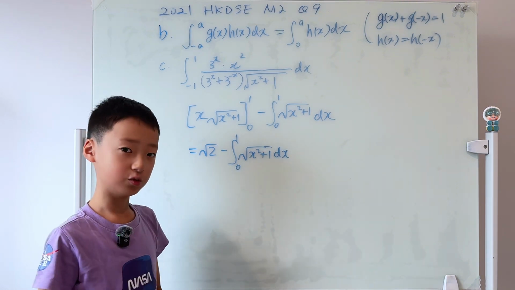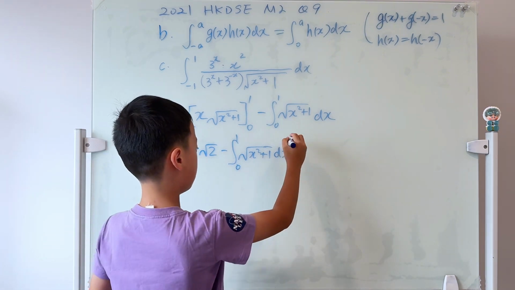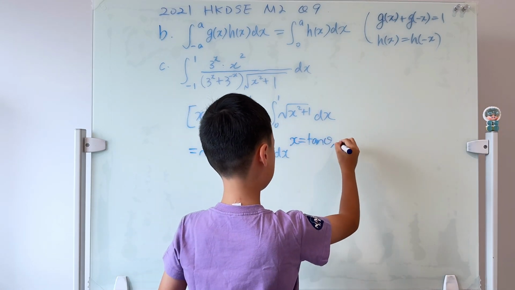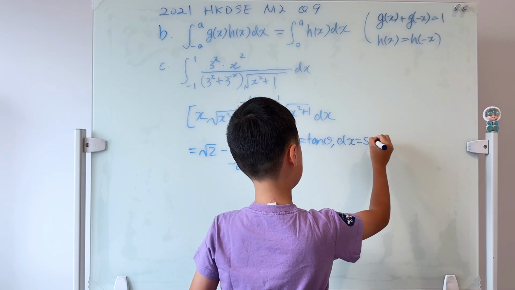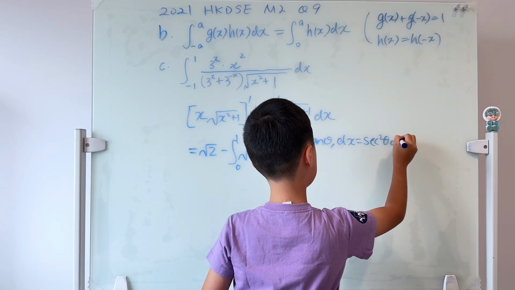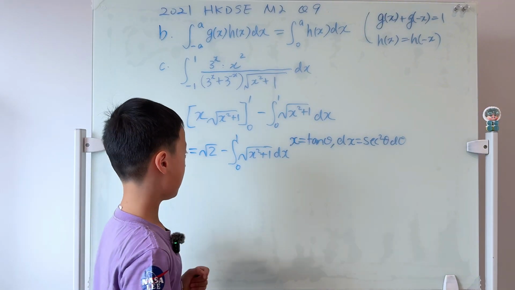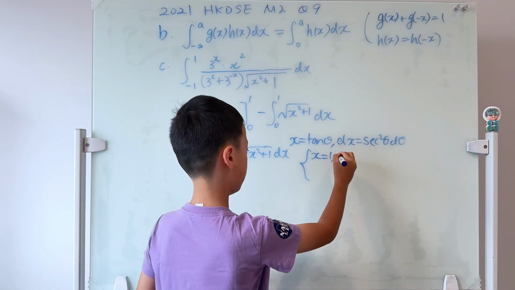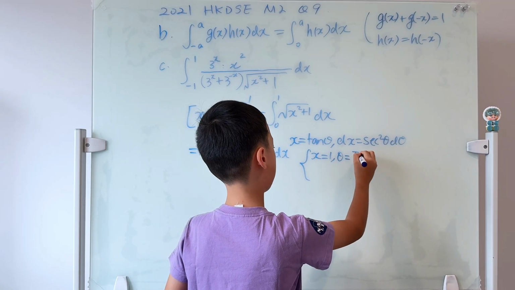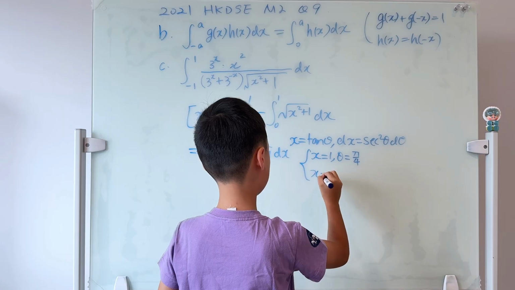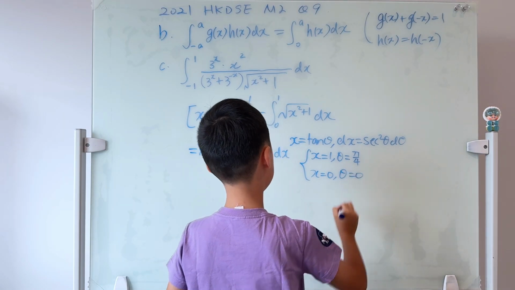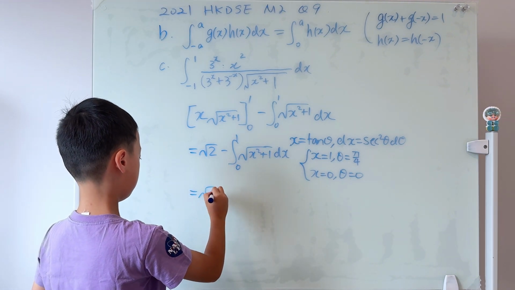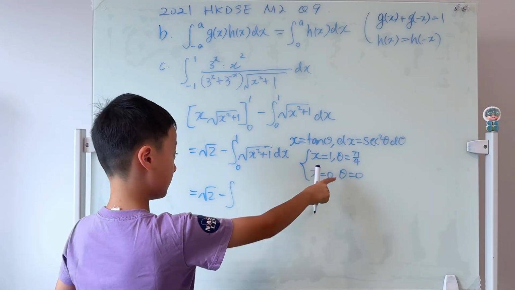From here, we can do a trig substitution, where we let x equal tangent theta. So dx will equal sec squared theta d theta. We also need to figure out the bounds. So when x equals 1, we know that theta will be pi over 4. And when x equals 0, theta will be 0. So these are the new bounds.